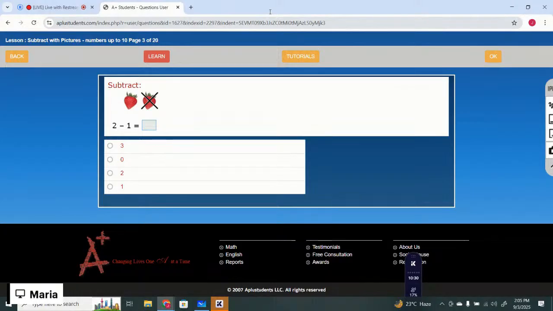Two take away one. So we have two strawberries. One of them is crossed out, so we are left with only one. So two take away one is one. Option number 4 is the correct option. Got it?